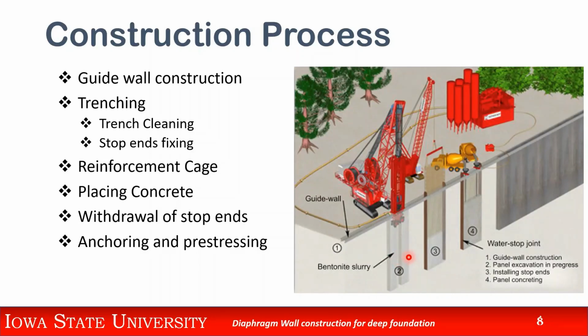soil might fall inside. To avoid this kind of problem, we use bentonite slurry from silos. You insert bentonite slurry in the trench or in the panel at the same time you're doing the excavation. Once that is done, the whole panel is filled with bentonite slurry. You install what are called stop ends. You install one here, one on the other side. That is to avoid water seepage, and that is watertight.